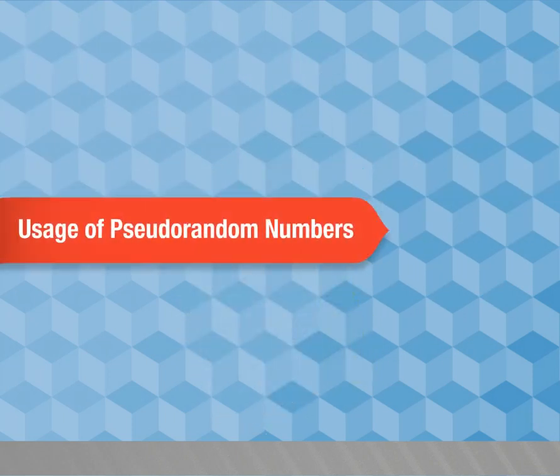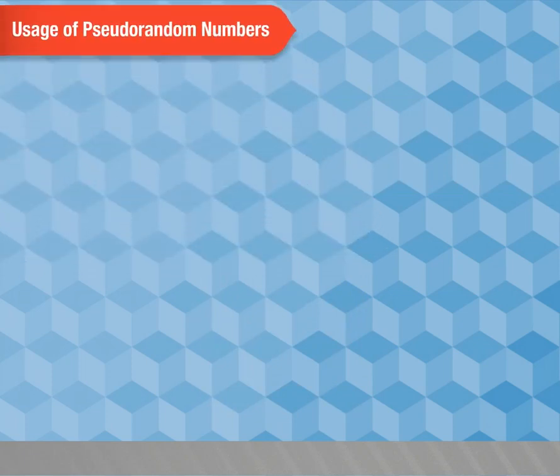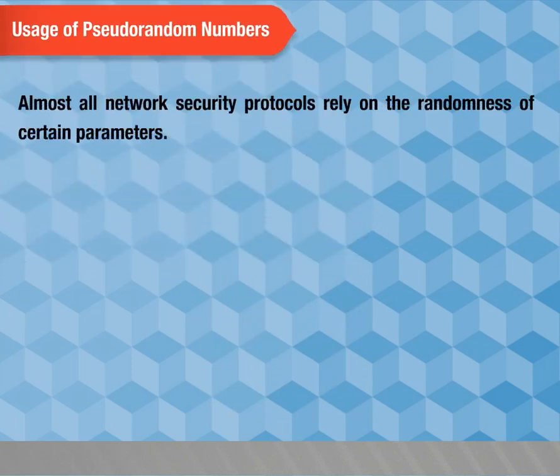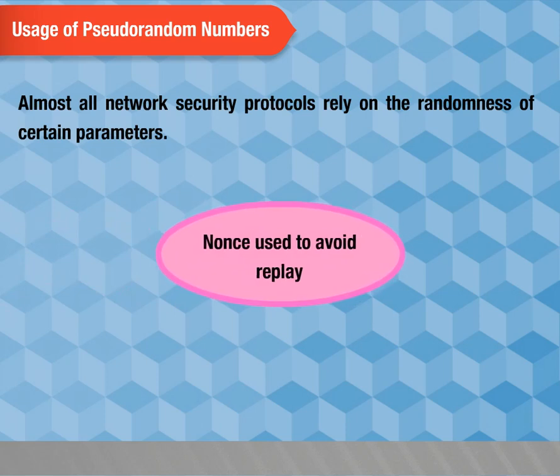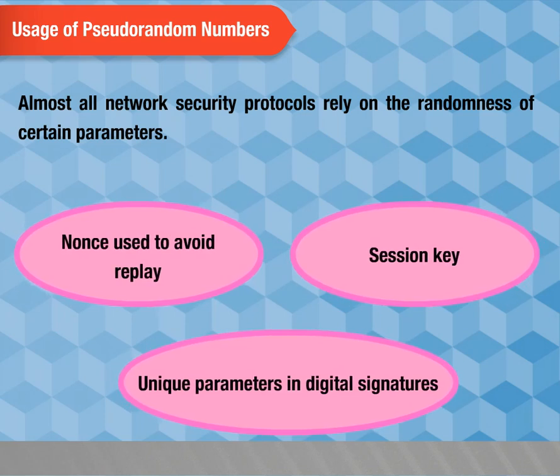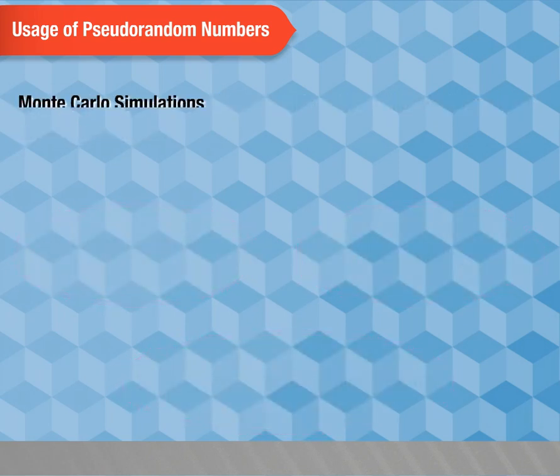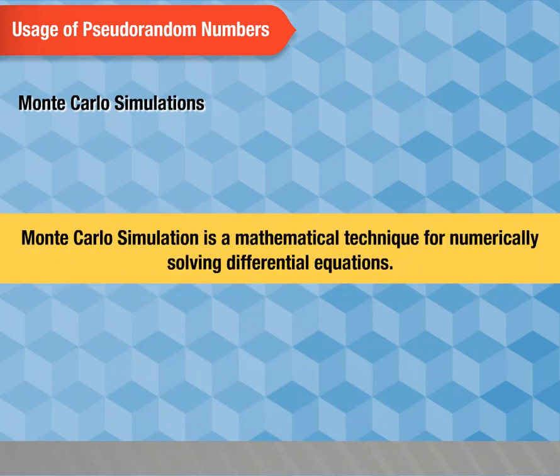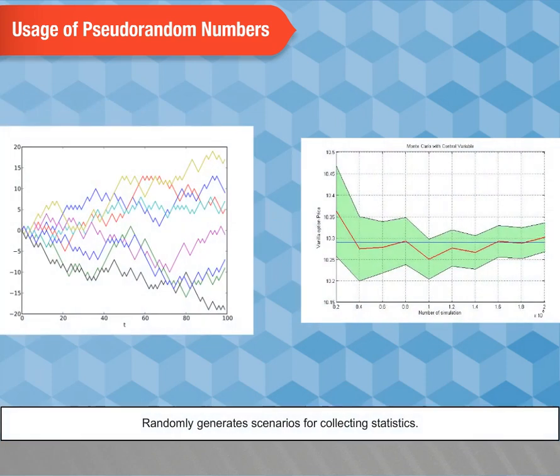Usage of pseudo-random numbers. Almost all network security protocols rely on the randomness of certain parameters. Nonce used to avoid replay. Session key. Unique parameters in digital signatures. Monte Carlo simulations. Monte Carlo simulation is a mathematical technique for numerically solving differential equations. It randomly generates scenarios for collecting statistics.